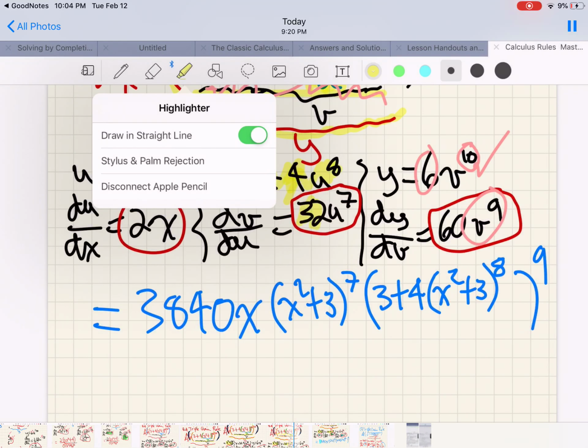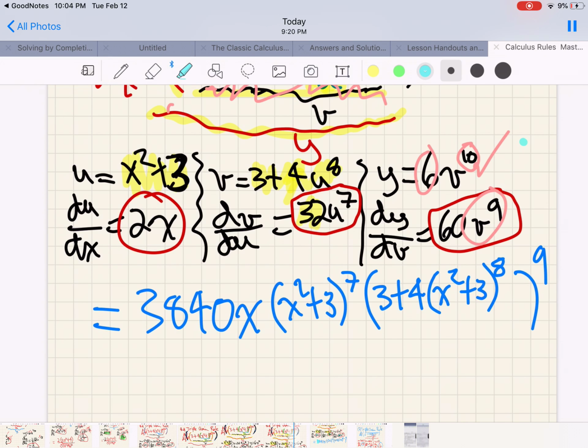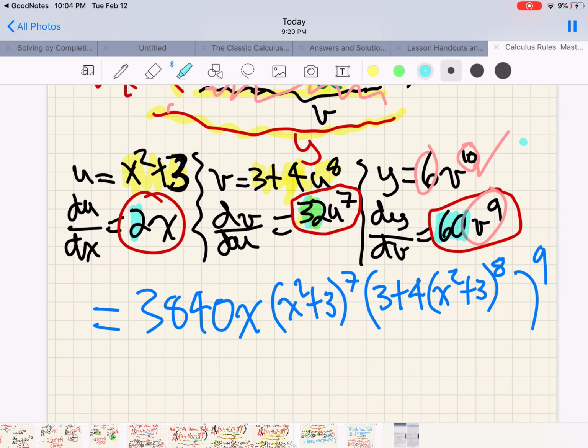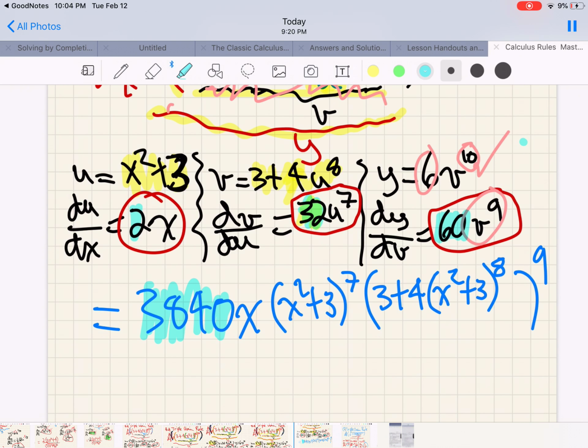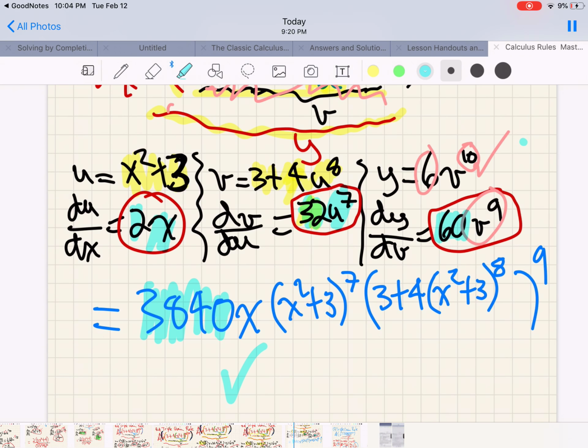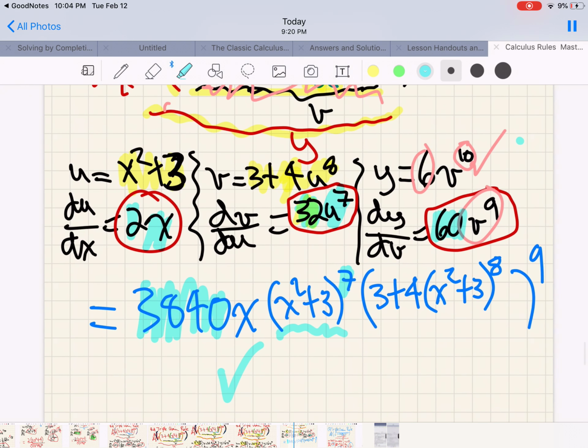Well, once again, what we want to do is go through and check our coefficients first. 2 multiplied by 32 multiplied by 60. Altogether, that works out to 3,840. After that, I've got an x. Check. I've got my x. And then I have u to the 7th. Well, u is worth x squared plus 3. So that's how I get x squared plus 3 to the 7th.